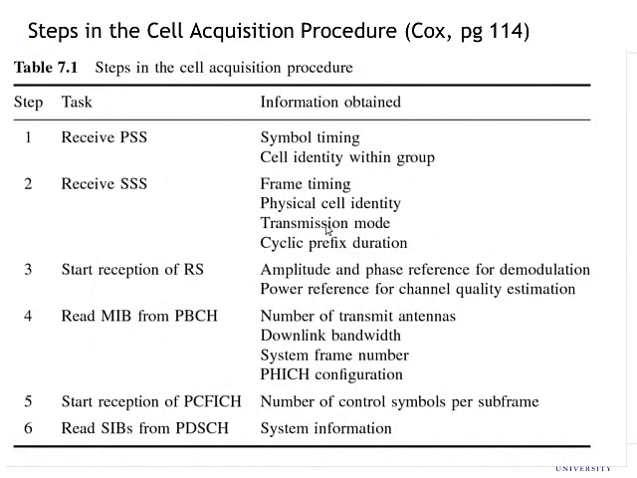The steps involved in the cell acquisition procedure are the primary synchronization channel, then the secondary synchronization channel. Then you read the information from the broadcast channel. You can start reception of the reference signals, and the next thing that you look for is a channel called PCFICH. We'll have a look at that a little bit later.